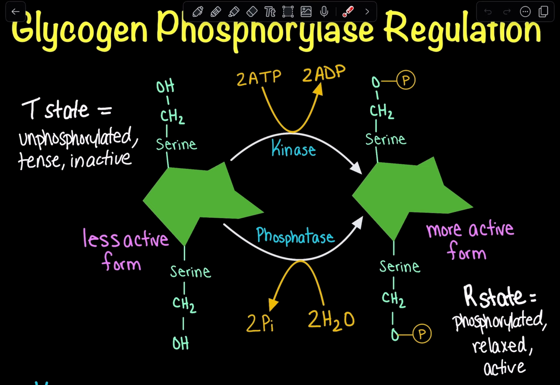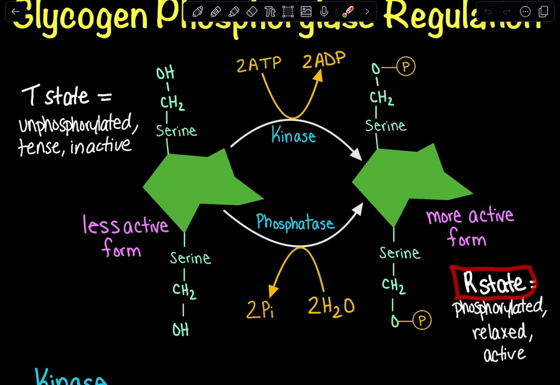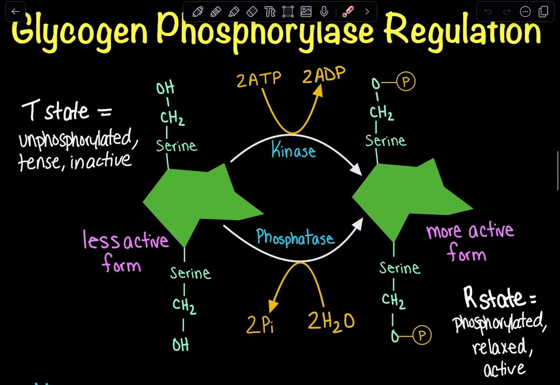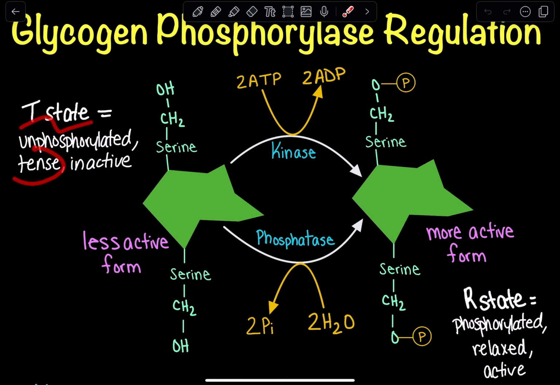Now, textbooks often refer to this phosphorylated form as the R state, also known as the relaxed state. So R stands for relaxed, and this state refers to the phosphorylated, active, relaxed state of the enzyme, whereas the T state is the tense state that is unphosphorylated, and it is inactive or relatively less active when we compare it to our more active form.